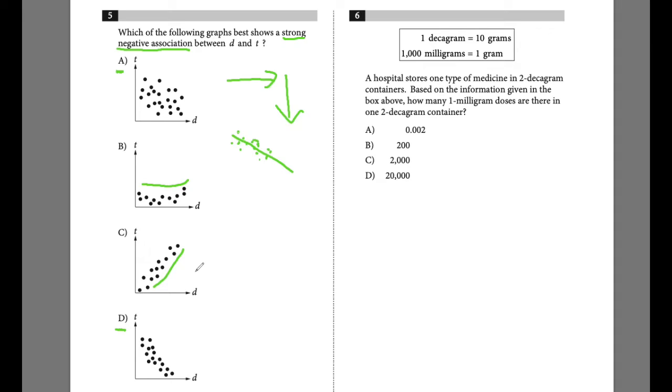Now, the only difference between A and D is how close the points are to each other. Answer choice A is more widespread, and answer choice D is more close together. Remember, a strong association is when they're close together. So this would be answer choice D. Answer choice A, we would consider as a weak negative association. So the answer for number 5 is going to be D.